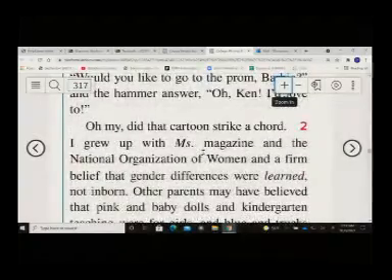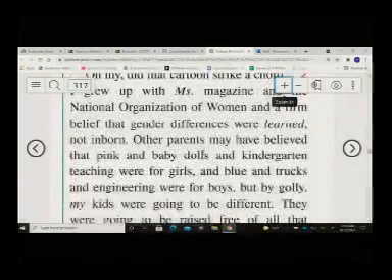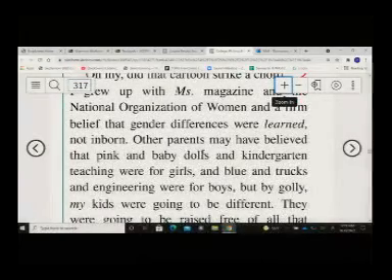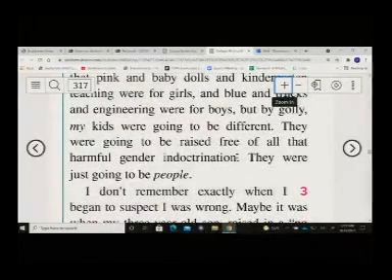Oh my, did that cartoon strike a chord. I grew up with Ms. Magazine and the National Organization of Women, and a firm belief that gender differences were learned, not inborn. Other parents may have believed that pink and baby dolls and kindergarten teaching were for girls. That just sounds frightening to me, kindergartners. There's too many of them, and only one of me. And blue and trucks and engineering were for boys, but by golly, my kids were going to be different. They were going to be raised free of all that harmful gender indoctrination. They were just going to be people.